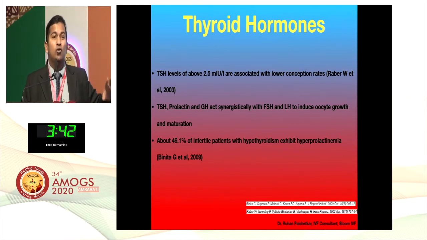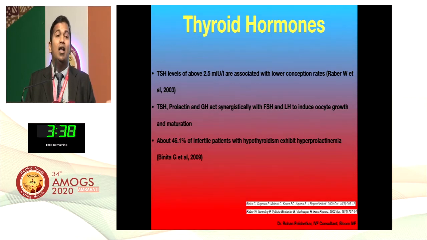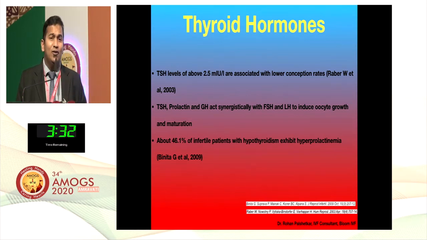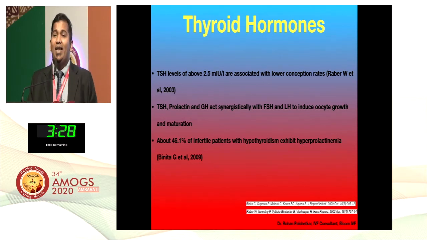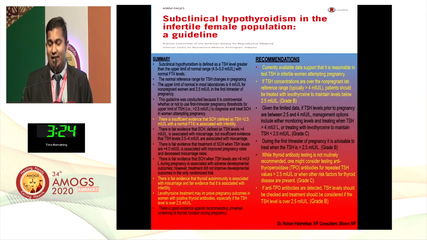And almost 50% of your patients who have hypothyroidism could have hyperprolactinemia as well. So it's something that you should keep an eye on especially. But I think as a routine investigation, all of us are doing our thyroid profile as well as the prolactin levels. So I think we're able to catch these things pretty easily.